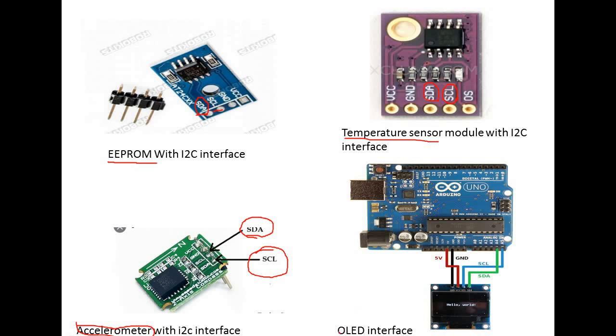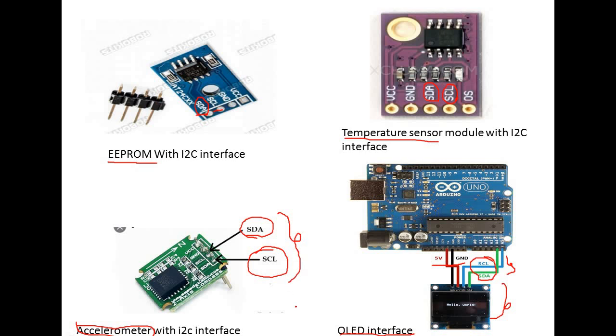And see here, the OLED, organic LED interface. This display module is also using only two lines, SDA and SCL, for communicating with the microcontroller board. Here you see an Arduino board. To the Arduino board you are interfacing this display. And see here, the main advantage of I2C is, other than the ground and supply line, we only need two lines for communication. Only with SDA and SCL we can communicate with the other peripheral.